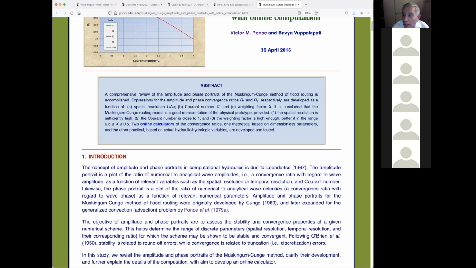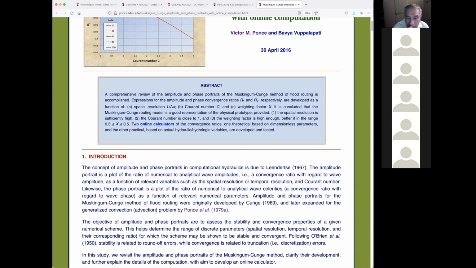It cannot be 0.01. We already know that from our homework problem number 2. It could not either be 4 or 5 or 10. That's too high. We have not had any calculations of that, but definitely that deviates from the solution. The weighting factor is high enough, better if in the range 0.3 to 0.5. So we find from this paper that the weighting factor can't be just about anything. It's better that it be high, 0.3 to 0.5.